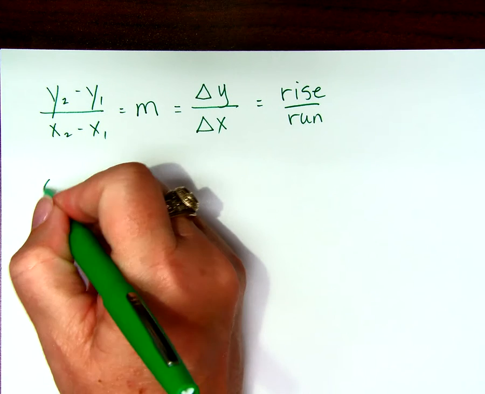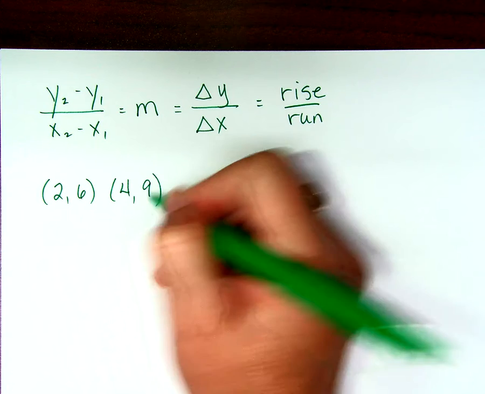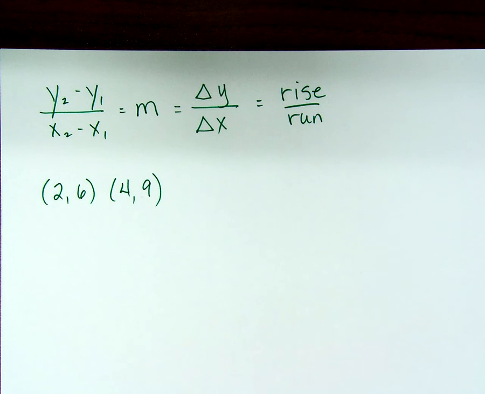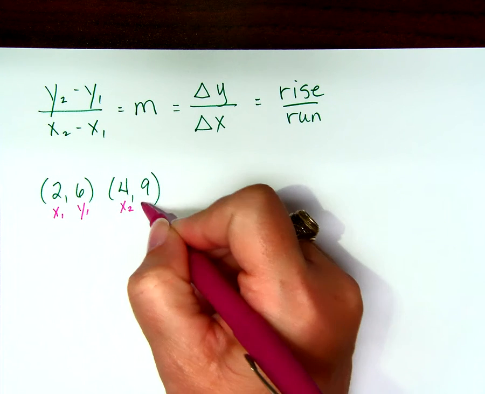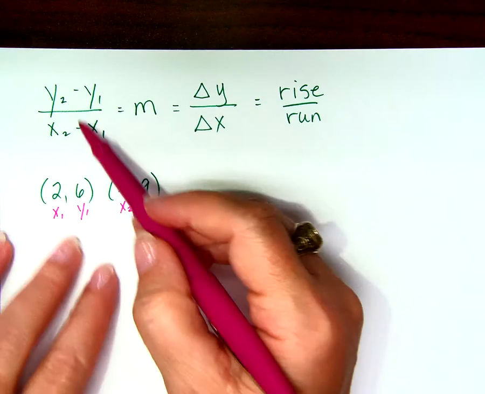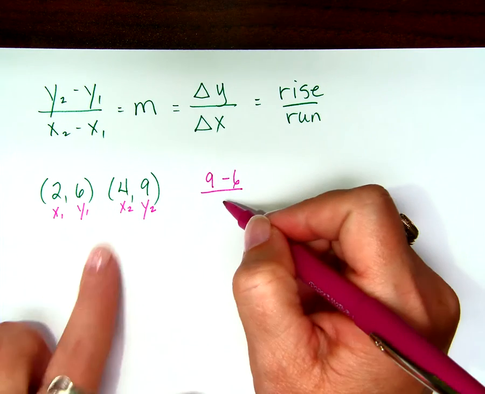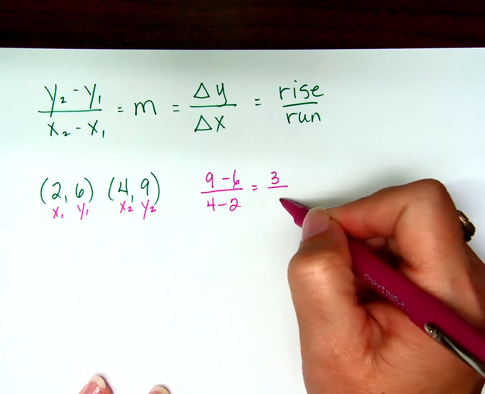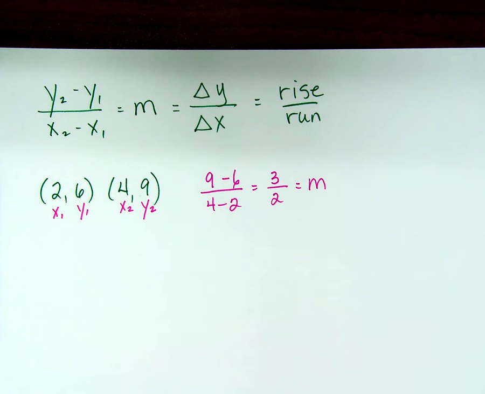Do I need to do an example for you of finding slope, or you got this? Okay. 2, 6, and 4, 9. Just running through the basics if we need it. X1, Y1, X2, Y2. Following this formula, we have 9 minus 6 over 4 minus 2. 9 minus 6 is 3. 4 minus 2 is 2. So my slope is 3 over 2 for that particular function.